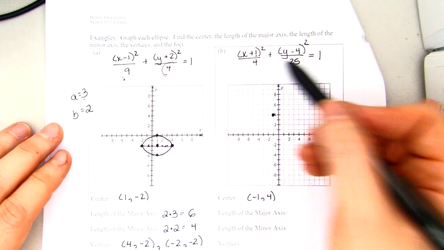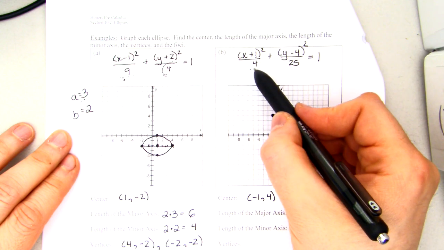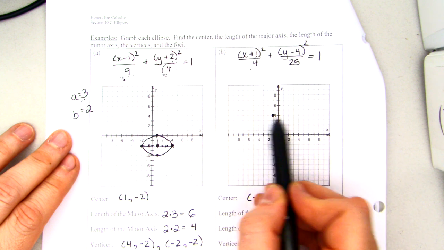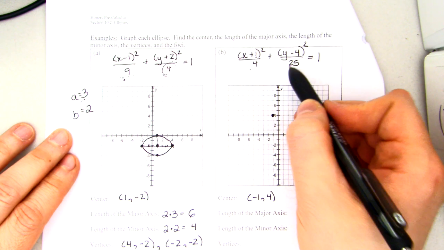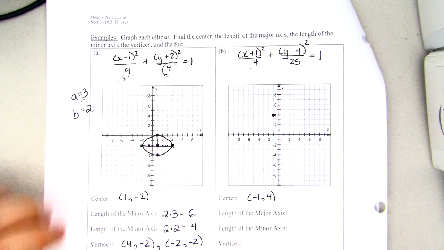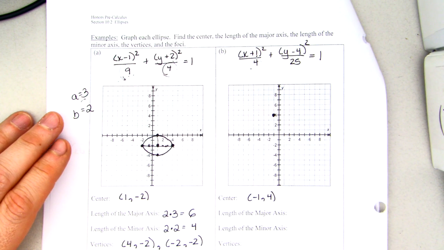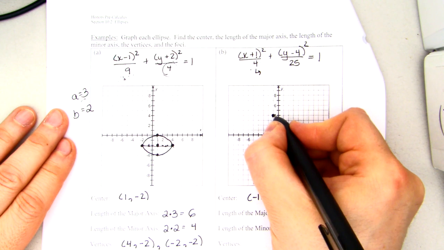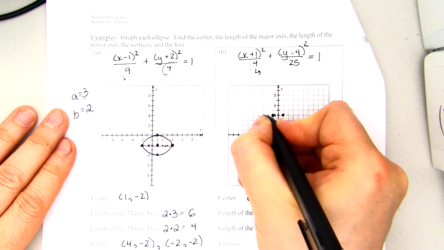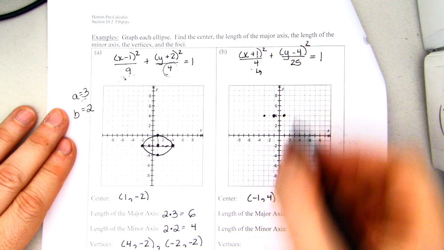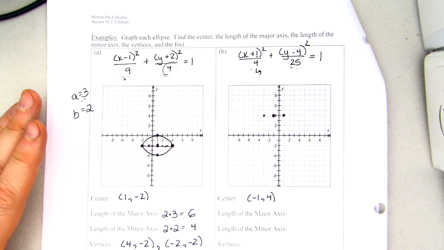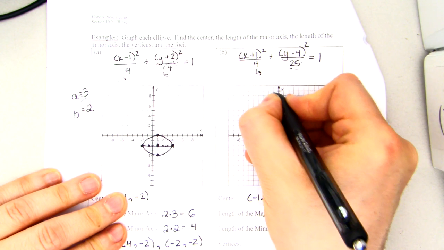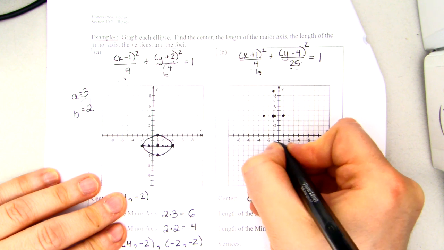All that I need to know, I guess, is the thing below the x's is the square of how far you're going from the center in the x direction to the ellipse, and the thing below the y piece is the square of how far you're going from the center in the y direction to get to the ellipse. So over here, 4 is 2 squared, which means in the x direction, I'm going out 2 from the center. Below the y piece, I have 25. That's 5 squared, which means in the y direction, I'm going out 5. 1, 2, 3, 4, 5.